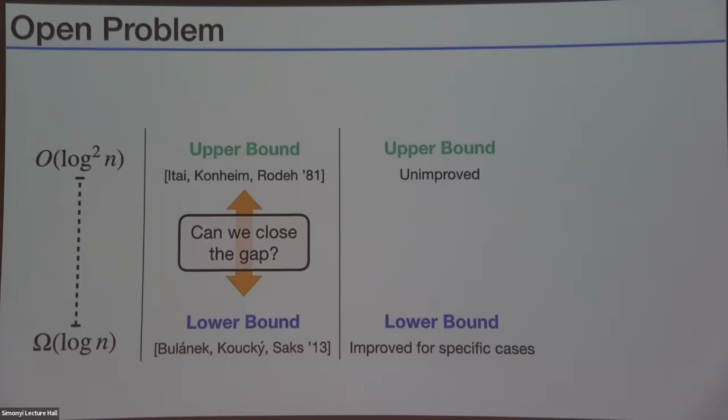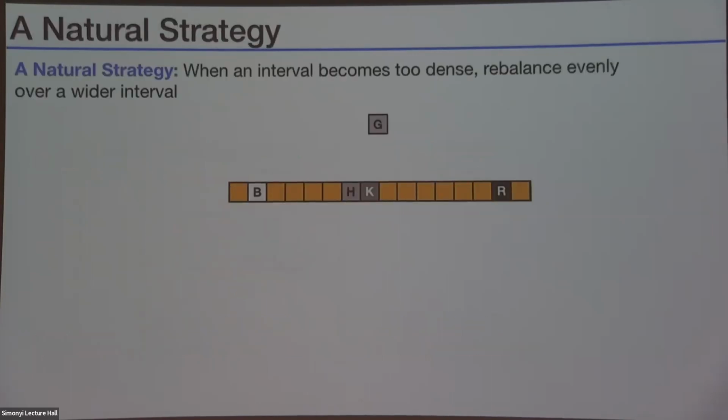And by specific cases, what I mean is specific classes of algorithms. So if I restrict myself to algorithms that have a particular structure, then I can get some lower bounds. In order to motivate what these specific cases are, let's take a step back and think about what is the most natural thing you could possibly do to solve this problem.